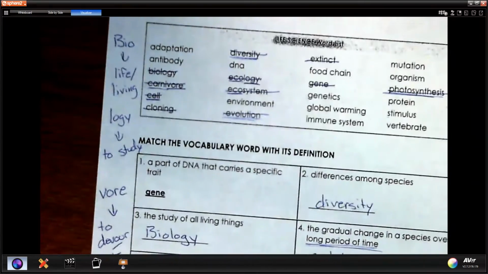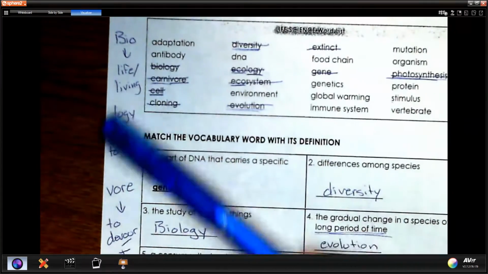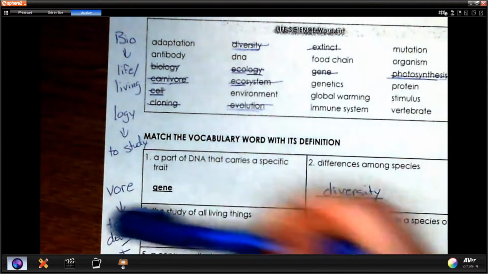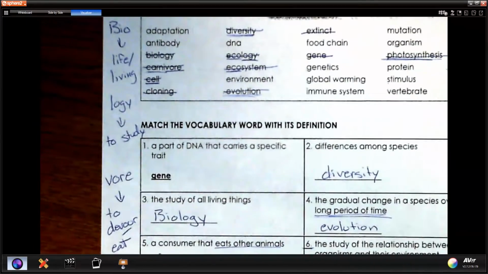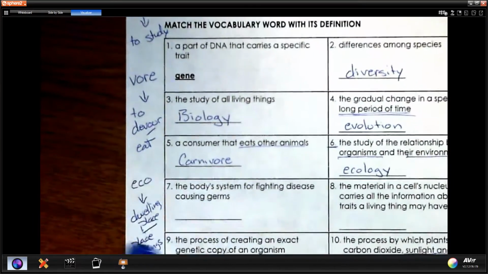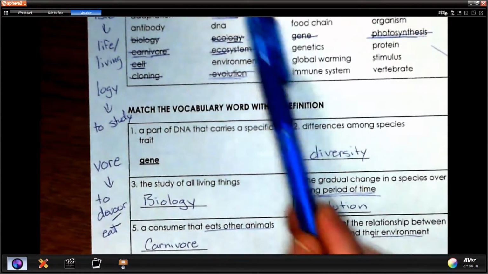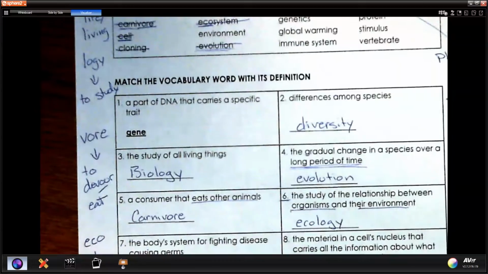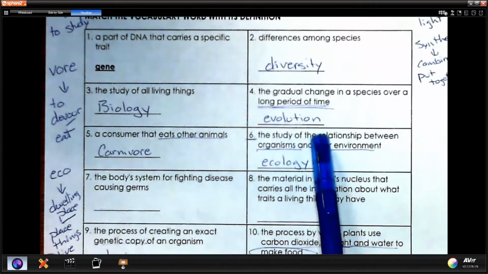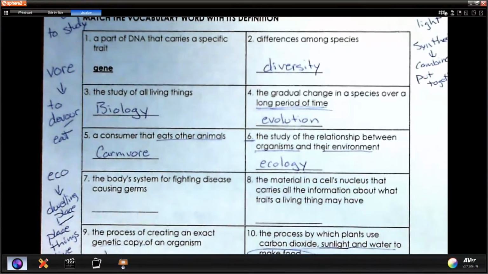And then as we go through and we learn our roots, bio means life or living, logi means to study. So biology would be study of living things. And helping ourselves do that, eco means a dwelling place. And we know logi means to study. So study of dwelling places. Well, the one that best matches that is the study of the relationship between organisms and their environment.